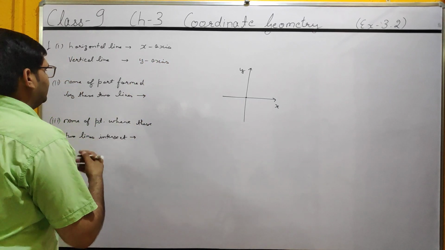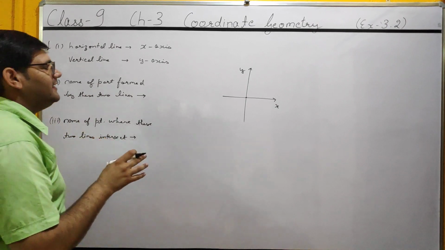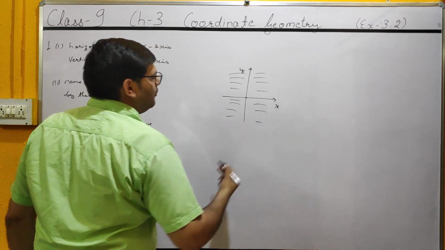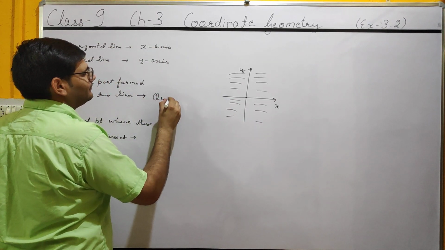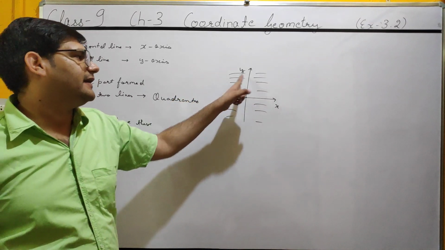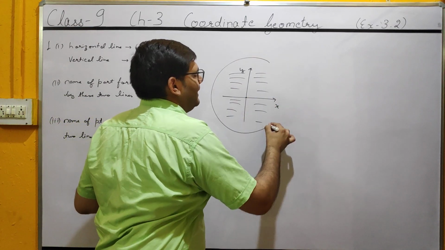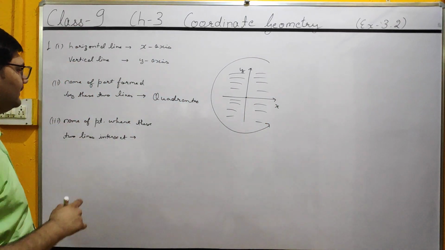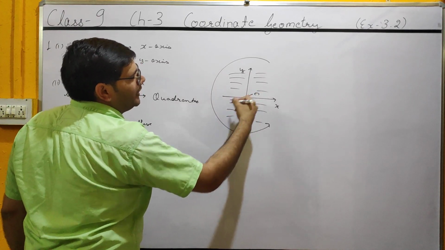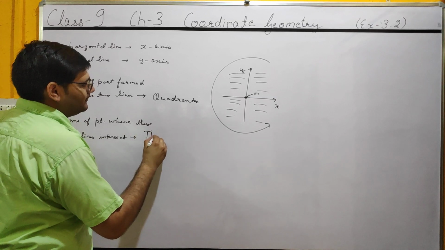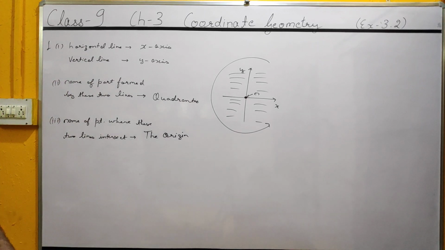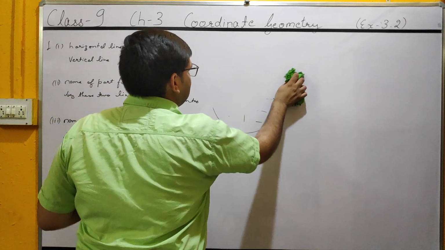Clear? Then the name of the part formed by these two lines. This part, this part, this part, this part. What do we call them? Quadrants. We call them quadrants. First quadrant, second quadrant, third, fourth. So we need to move anti-clockwise. Then the name of the point where these two lines intersect. These two lines intersect at the origin. So this is the first question of exercise 3.2.